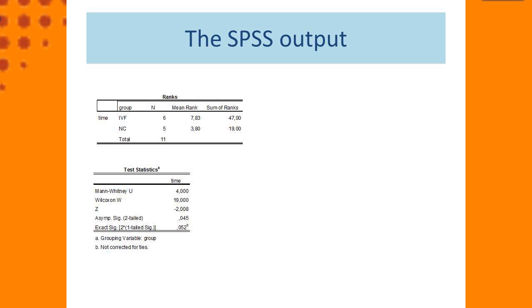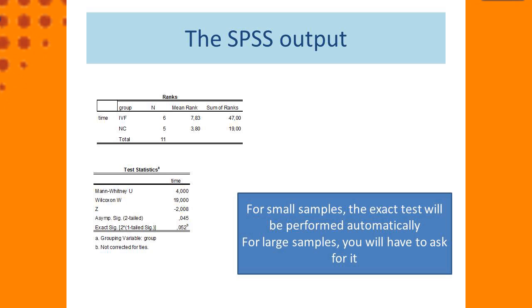Based on this last p-value, we will not reject the null hypothesis if we use an alpha of 0.05 and a two-sided test. For small samples, the exact test will be performed automatically. For large samples, only the approximation, the asymptotic p-value, will be given. You can ask for the exact p-value by choosing the option Exact.